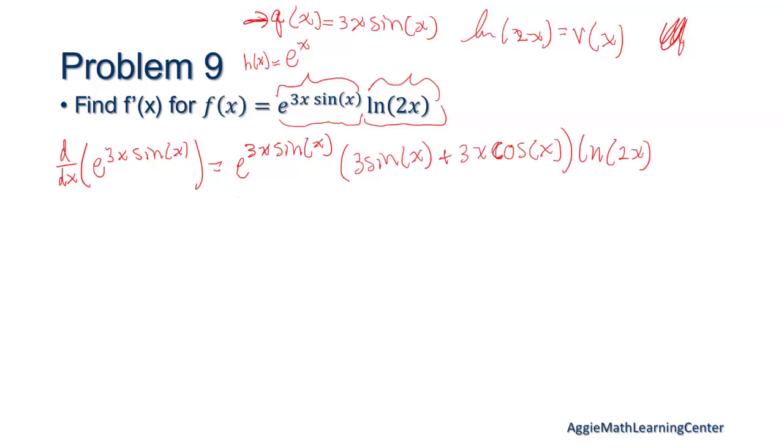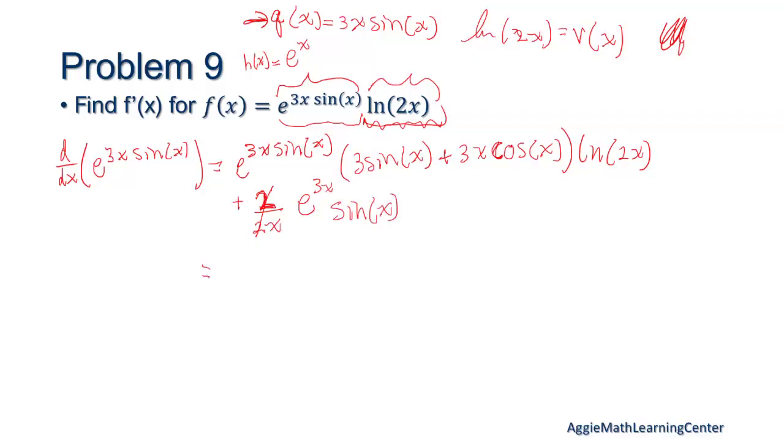Okay, and I'm going to write it down here because I've already run out of space. So plus, now the derivative of this guy. What's the derivative of ln of 2x, or v? Close. 1 over 2x. And then what's the derivative of the 2x? Yeah, 2. Okay, cool. And then this is all multiplied by e to the 3x sine of x.